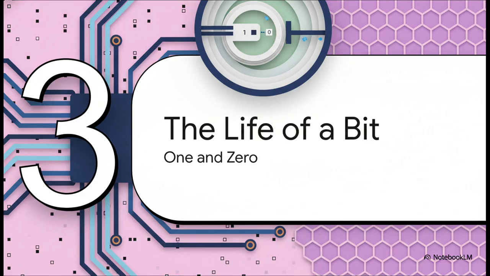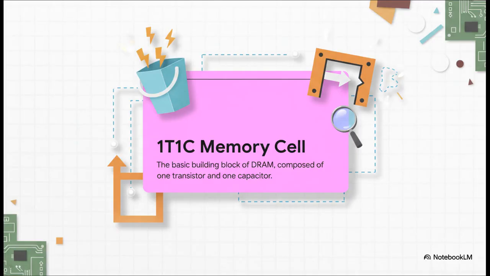Okay, get ready. We're going to zoom in one last time. We're going all the way down to the most basic, fundamental building block of memory, the tiny little cell that holds just one single bit of information. And here it is, the 1T1C memory cell. That just stands for one transistor, one capacitor.